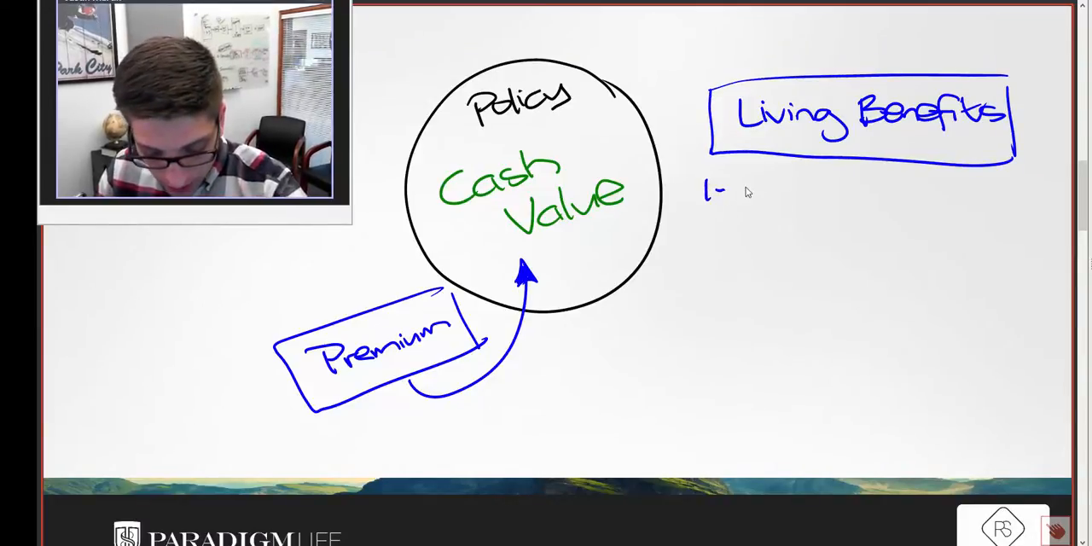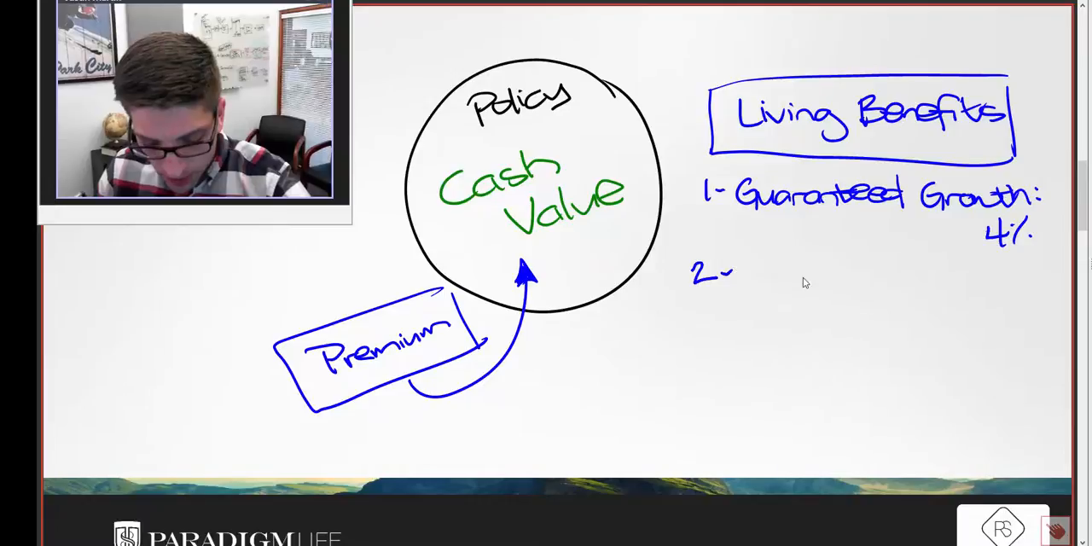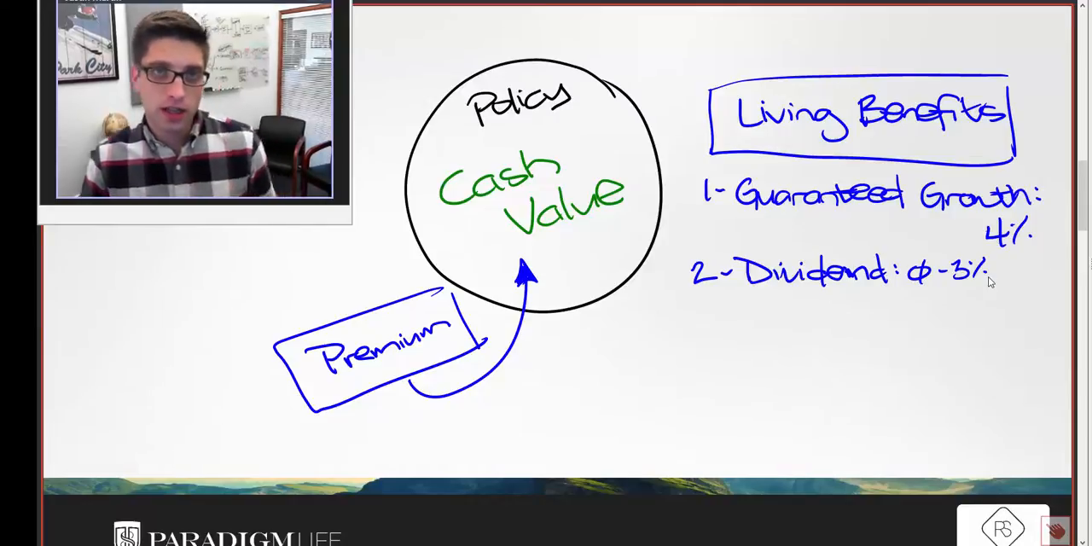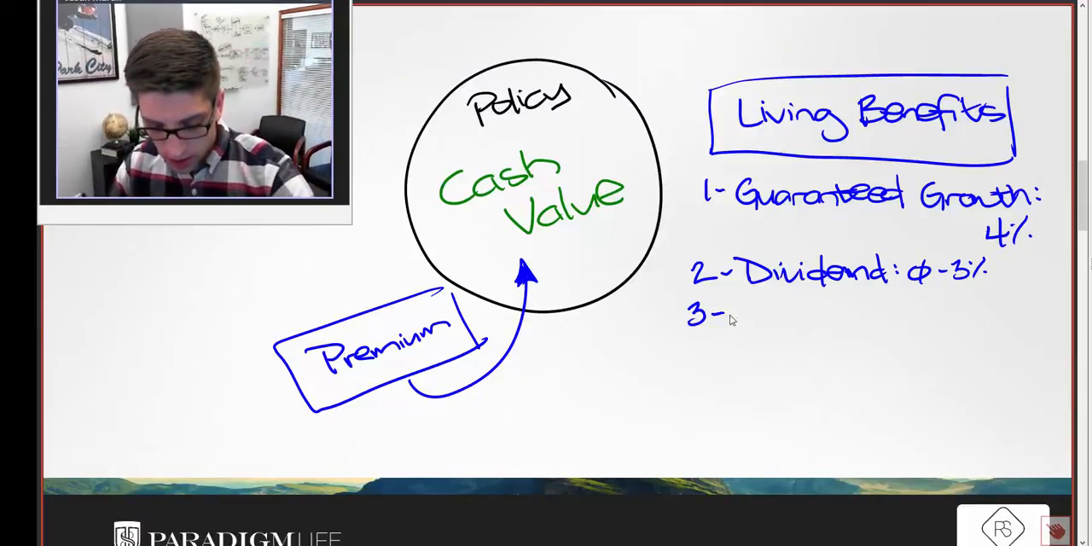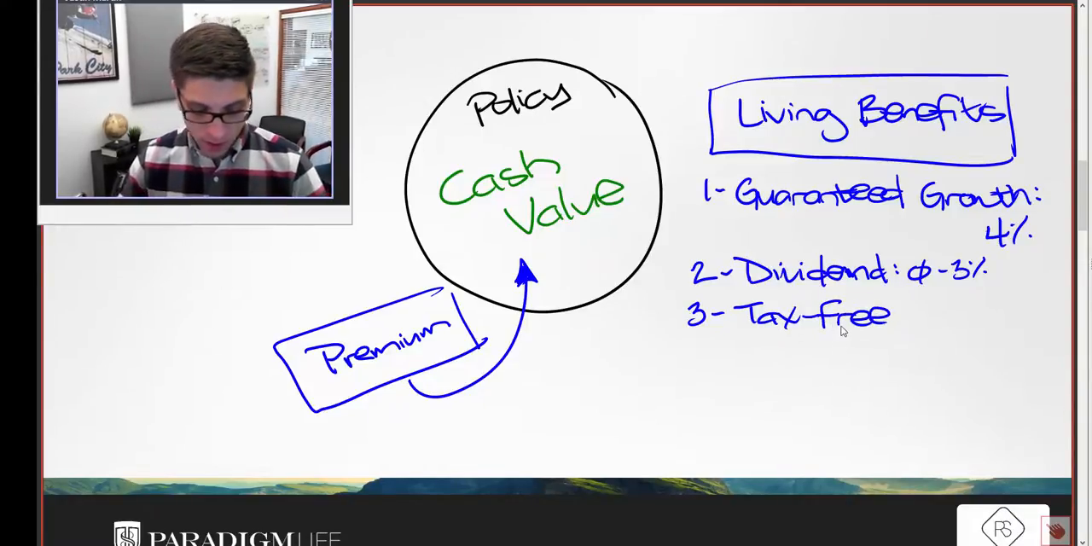As we talked, there is a guaranteed growth on the insurance policy, contractually, of 4% per year on that cash value. On top of that growth, there is the possibility of a dividend. That dividend rate is usually somewhere between 0 to 3%. So you're getting this growth on the policy, and if we structure it correctly, all of that growth can be tax-free. That's what we're working with here.